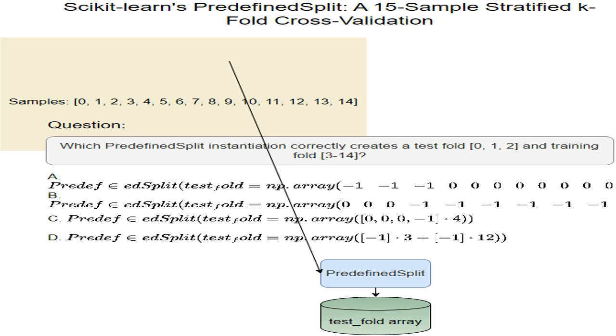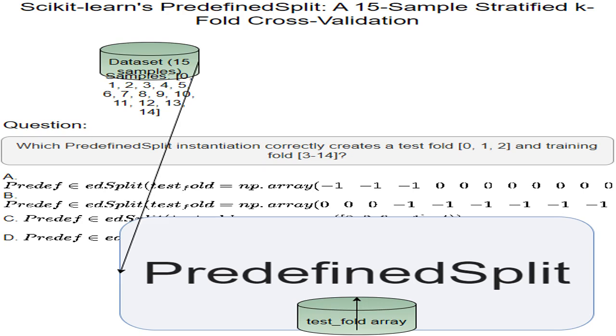sklearn's PredefinedSplit. This is a tool that lets me predefine which samples go where. This is a function from the Sklearn library. It allows me to specify which data points are used for training and testing my model.